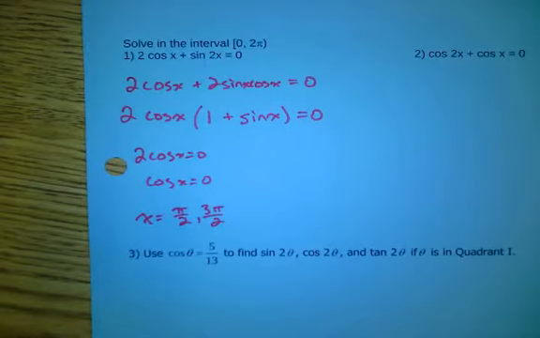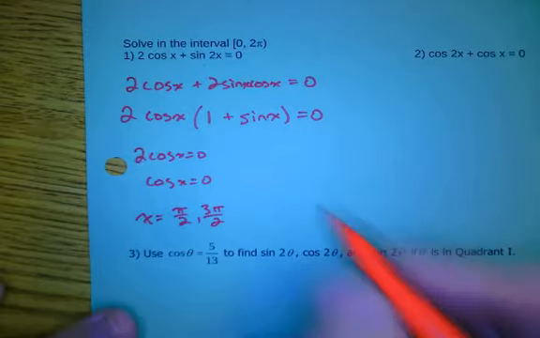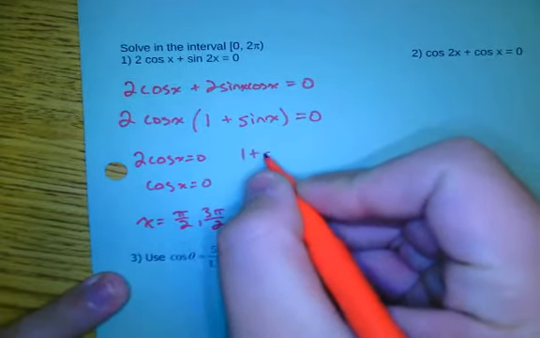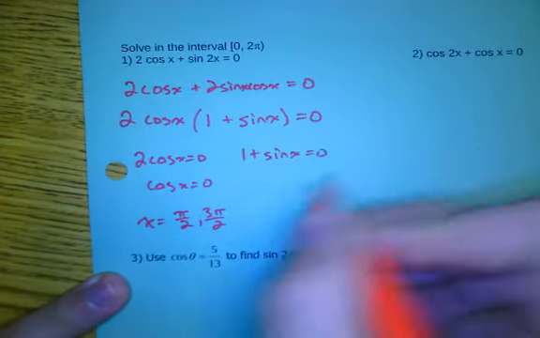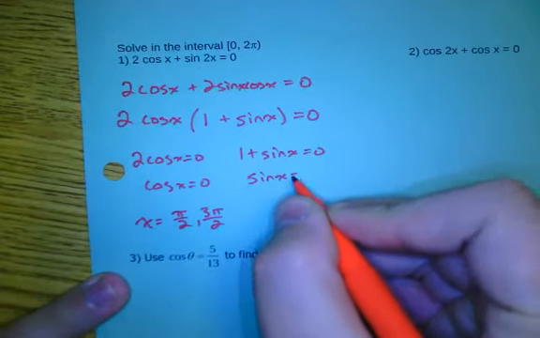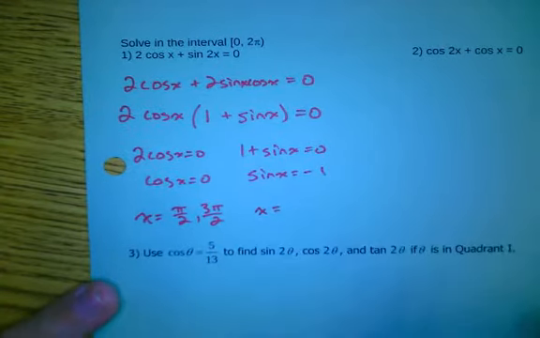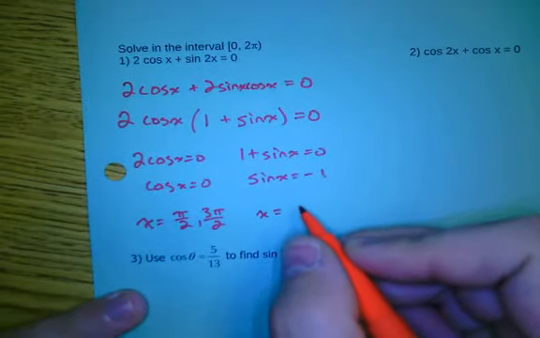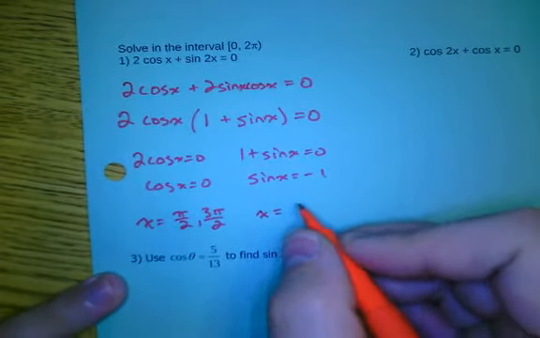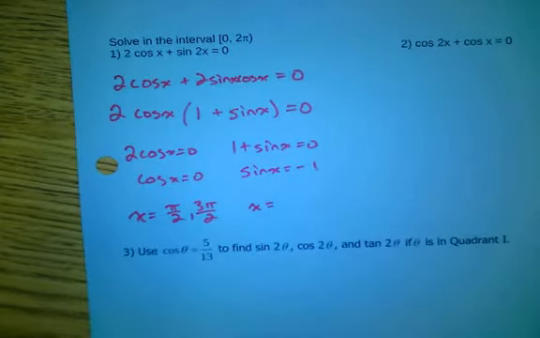This is no different than what we've done before. Same thing over here, except this is going to be 1 plus sine x equals 0. What does sine equal -1? Is it 3 pi over 2?